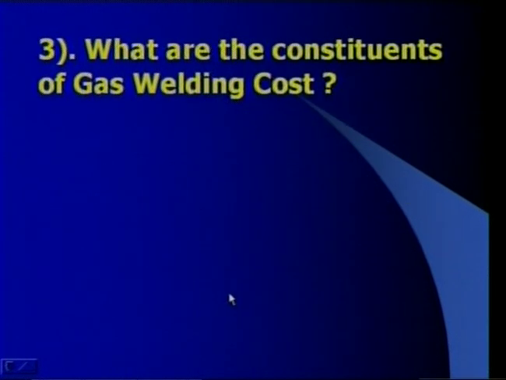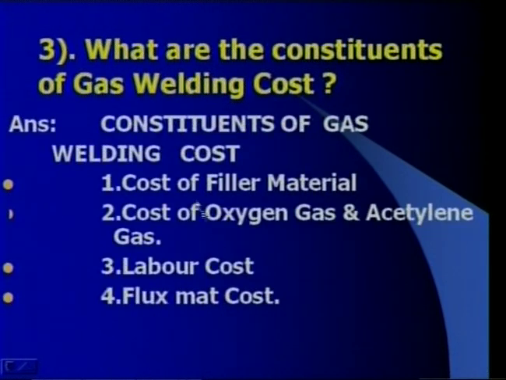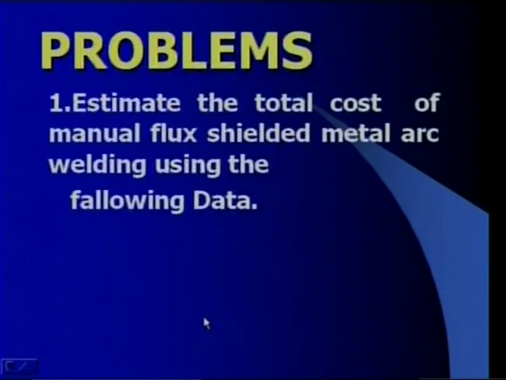Let us go to the third question. What are the constants of gas welding cost? Anybody? Okay, they are cost of the filler material, cost of the oxygen and acetylene gases, labor cost and flux material cost. Okay, after the question session is over, let us go to the simple problems. Let us take the first problem.